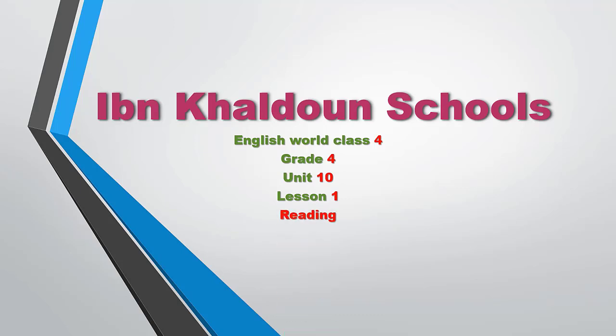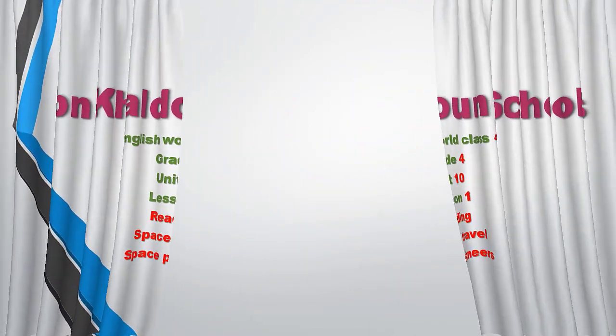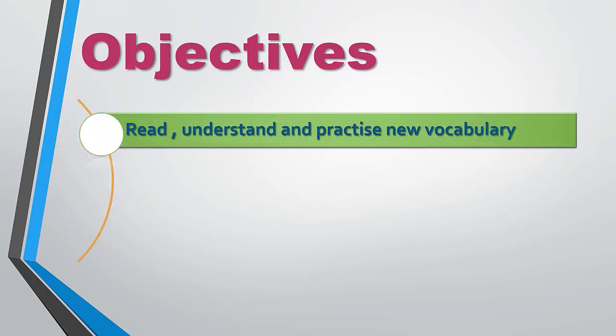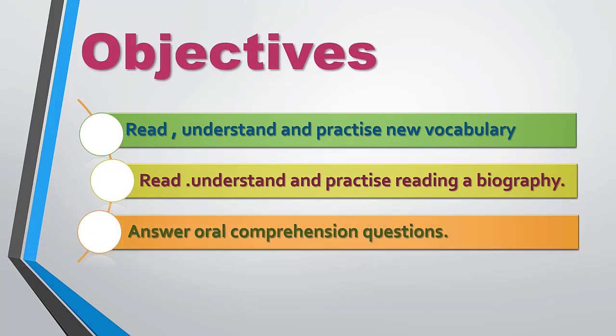It's a reading lesson. The title is Space Travel, and the subtitle is Space Pioneers. Our objectives for today: the learners are guided to read, understand, and practice new vocabulary; read, understand, and practice reading a biography; and answer all comprehension questions.